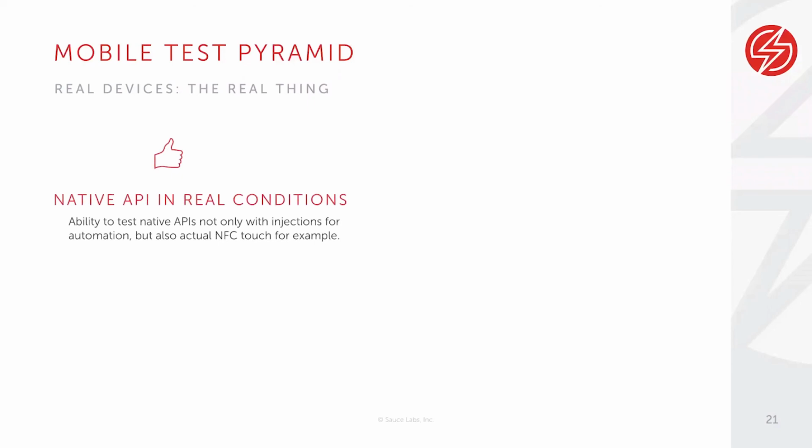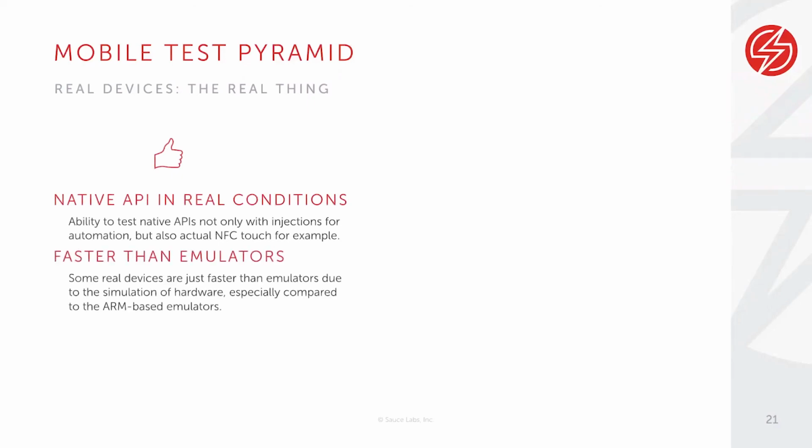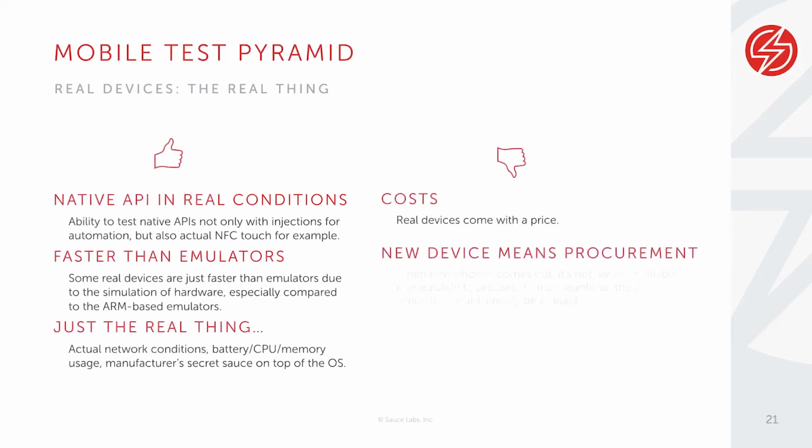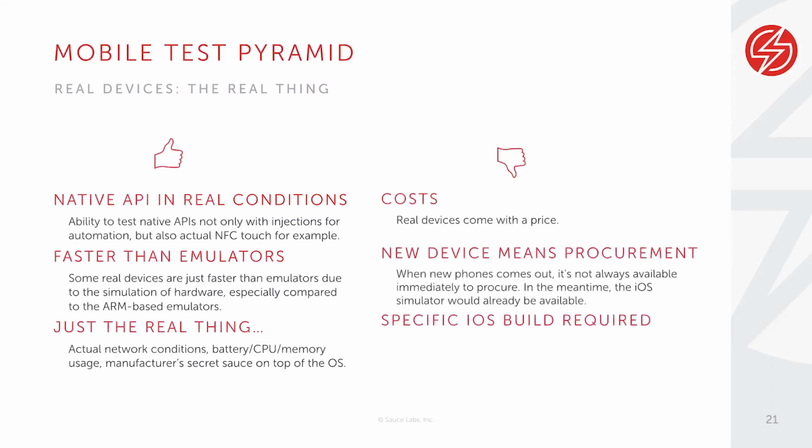Here you have the native API in real conditions like NFC, Touch ID, and so on. But this can only be used for manual testing. So when you have the device in your hand. Some devices are faster than emulators, especially the latest devices from Samsung and Apple in comparison to emulators and simulators or the 3 or 4 year old devices people have. And yeah, it's the real thing.